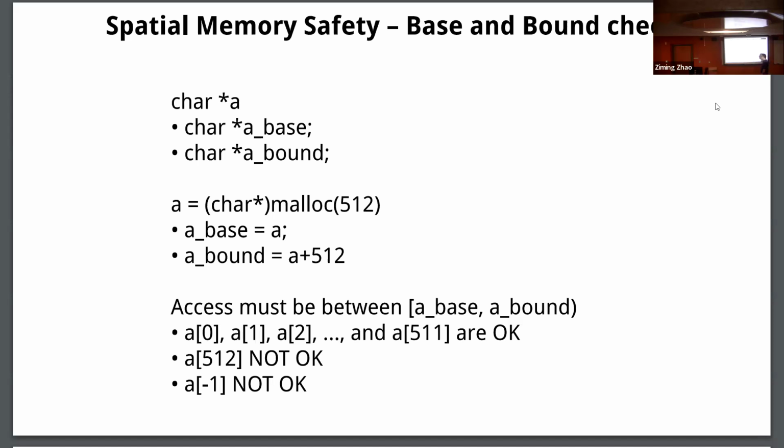So at the C level, if you do this kind of access, A[0] to A[511], that's okay, right? The program will allow you to do that. But if you try to access A[512] or A[-1], the program will not allow you to do that. But standard C code does allow you to do any of those, okay? So here, the compiler will change the program to instrument some checks, so those kinds of accesses will not be allowed.